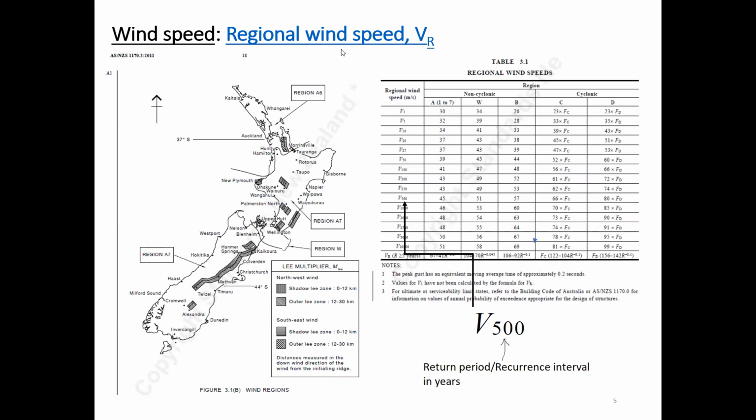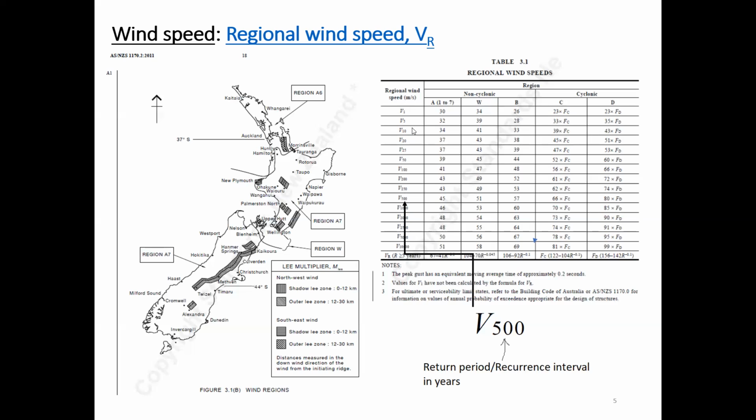Okay, so you can see regional wind speed here. This is the table taken from 1170.2 in a chart. And you see you've got these different wind regions. They're quite broadly defined regions, A6, A7, W, and you've got these other ones as well, which are a bit more complex that we're not going to look into. But we basically look into whether you're in region A6, A7, or W.